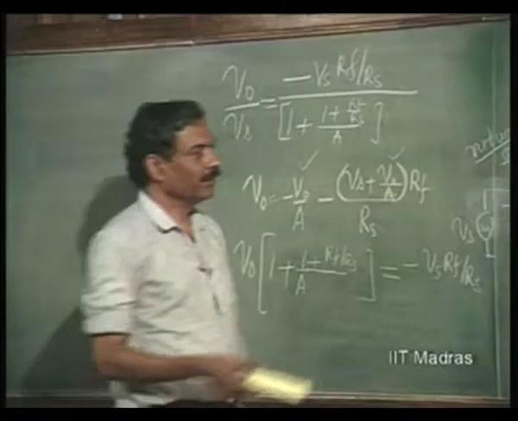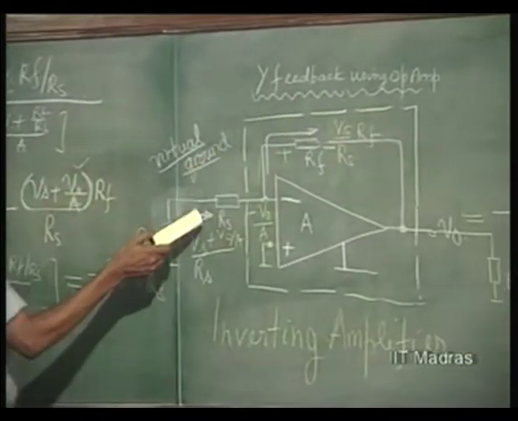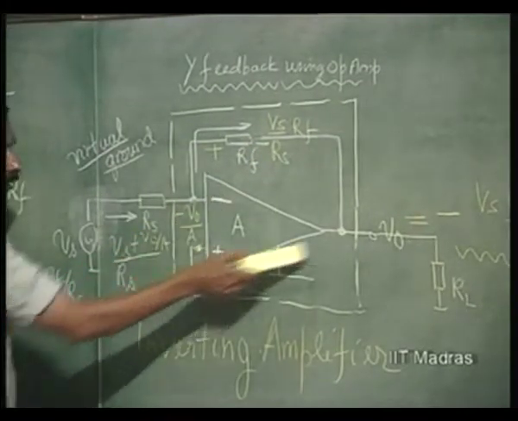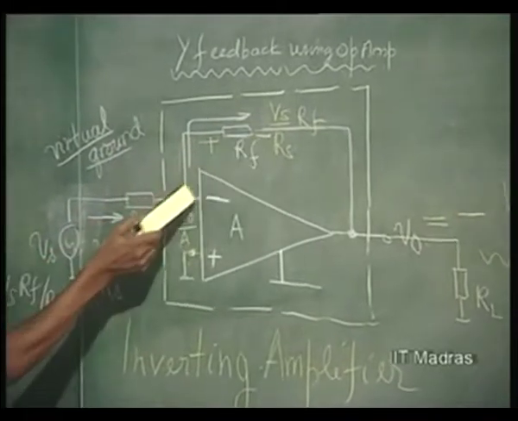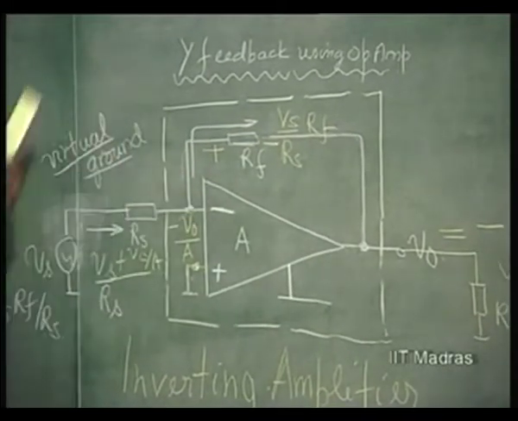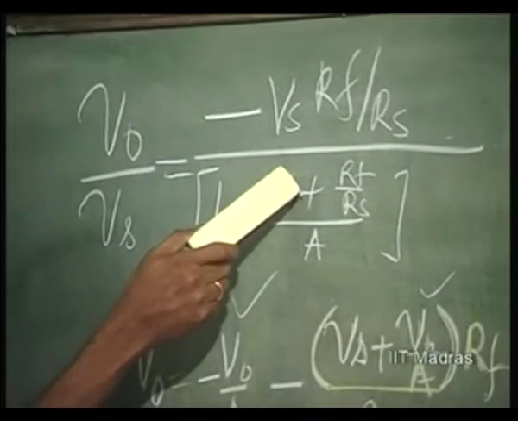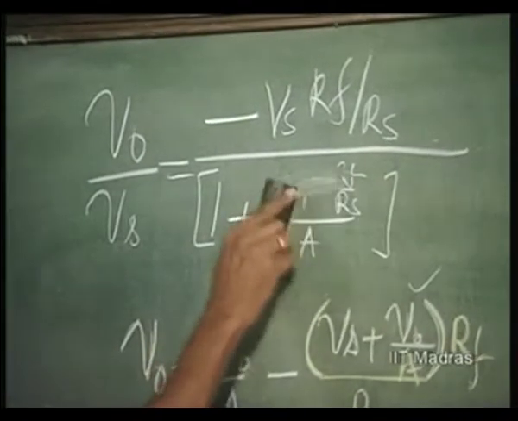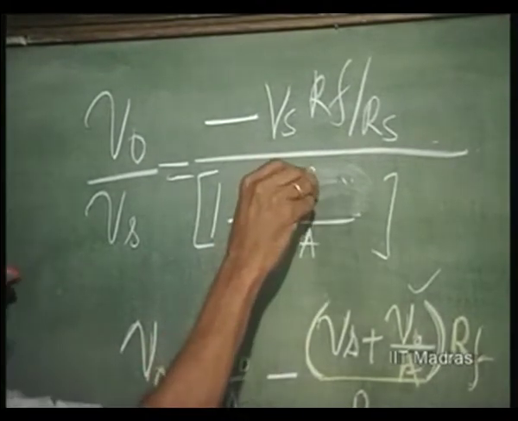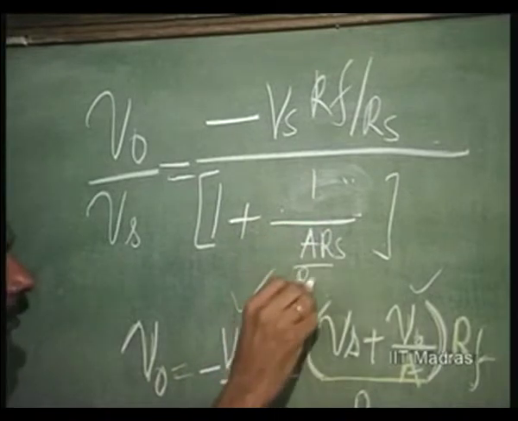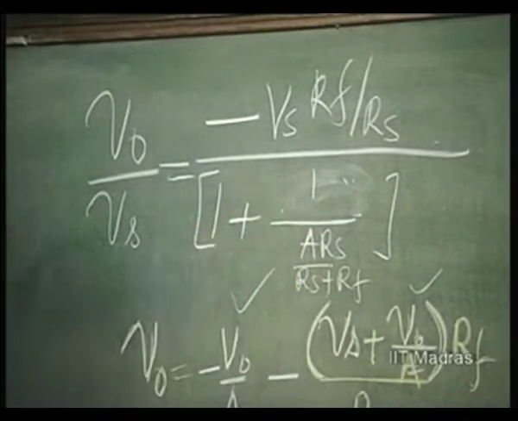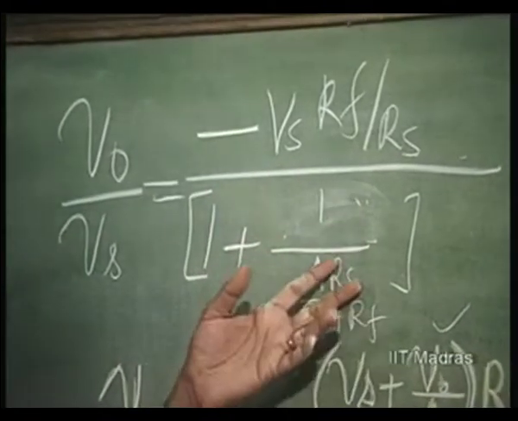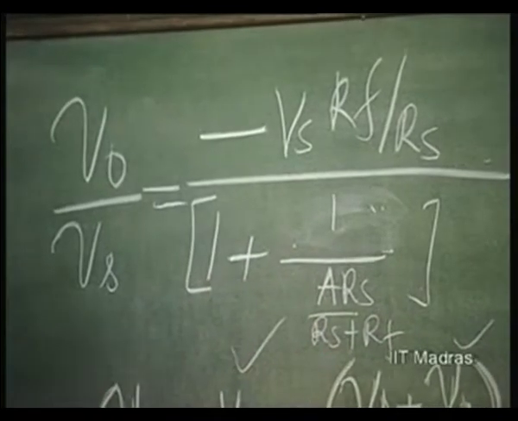If you look at this, A into Rs divided by Rf is the loop. You short circuit this, A into Rs by Rs plus Rf is the loop gain here, if you break the loop here. So, that is what it is, A into 1 plus 1 over loop gain. So, I will write this. So, if the loop gain is very high compared to 1, this goes towards 0. So, 1 plus 1 over loop gain.